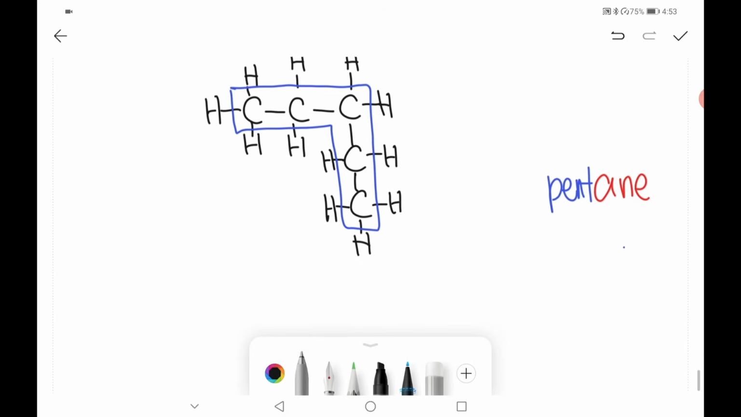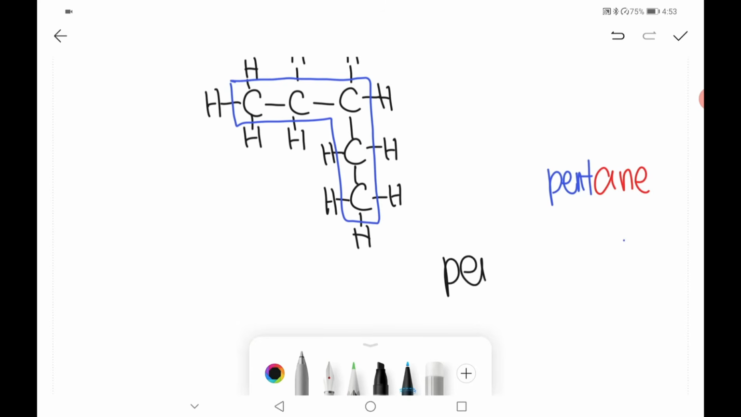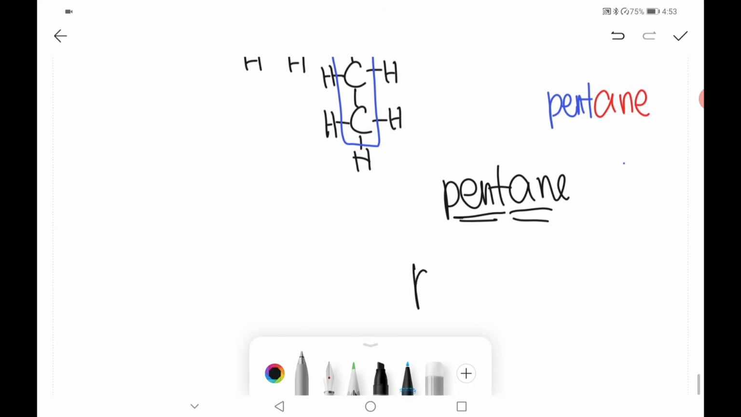Make sure that when you write the name, the two parts must stick together. You cannot write "pent" here and then "ane" there with a space in between. Don't put a space in the middle. Just let the name stick together. So this is called pentane.